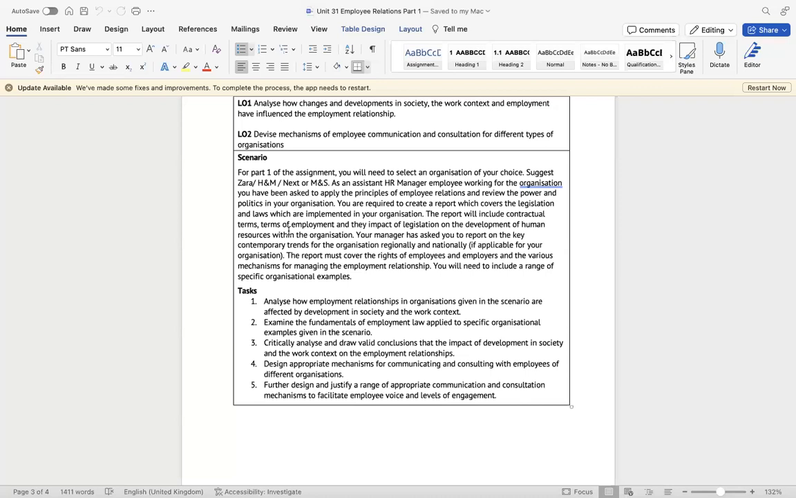And the report must cover the rights of employees, the employers, and the various mechanisms for managing employment relationship. So as an employee, I told you, you have specific rights. You can go to the union. You can ask for flexible working. You can take sick days off. These are your basic rights. When you're pregnant, you can ask for a flexible working request and go for your appointments. Take your maternity leave properly.